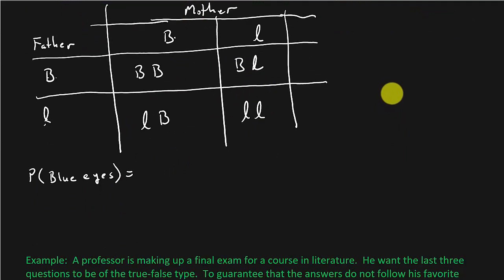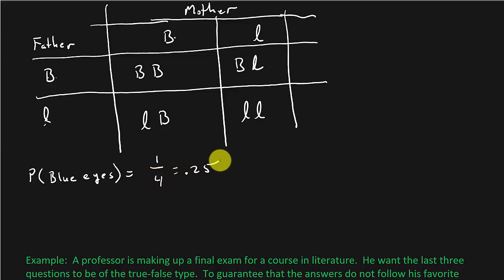All right. And so what's the number of successful outcomes? Well, there's 1, right? This is the only one that's going to give blue eyes. So that would be 1 over the number of possible outcomes. Well, how many possible outcomes are there? There's 1, 2, 3, 4. And so that would be 0.25.